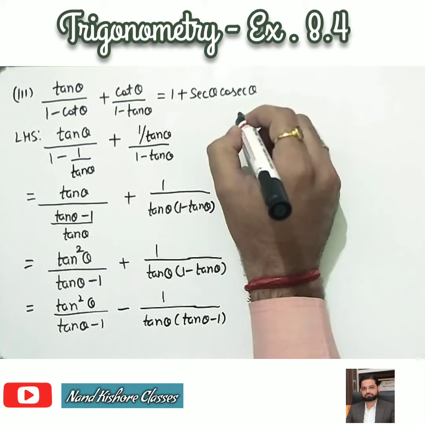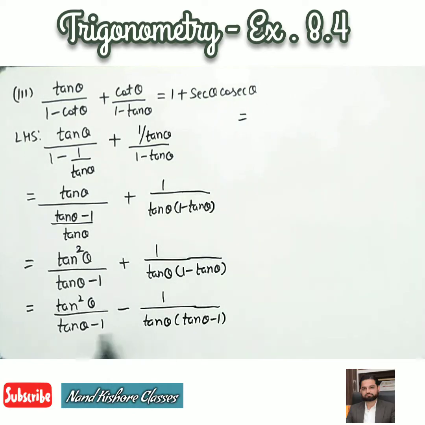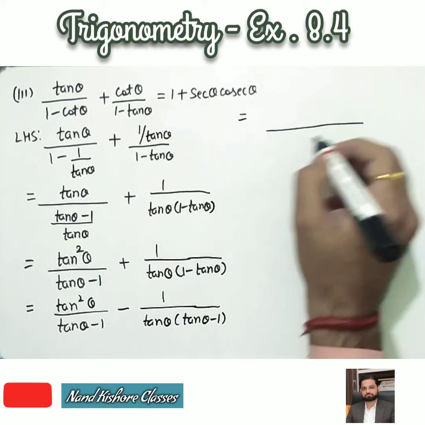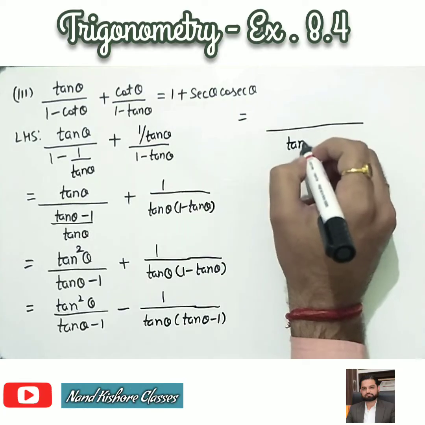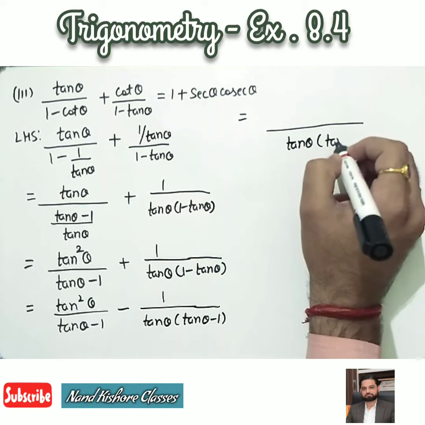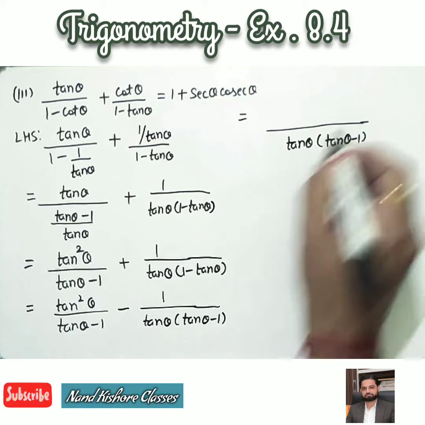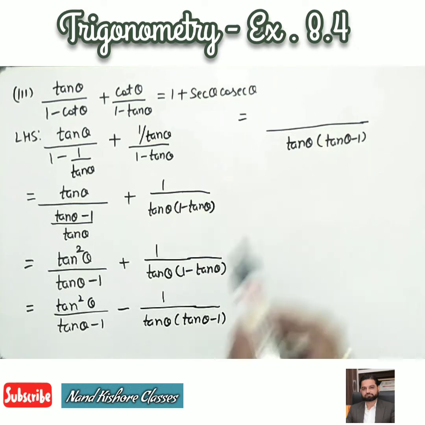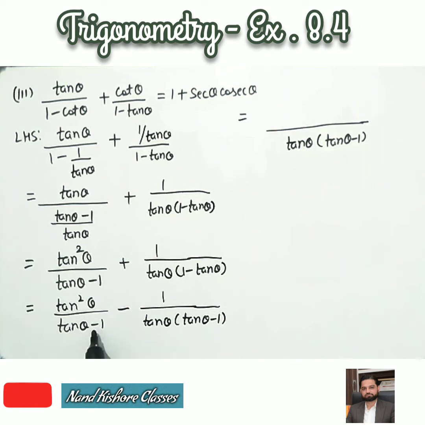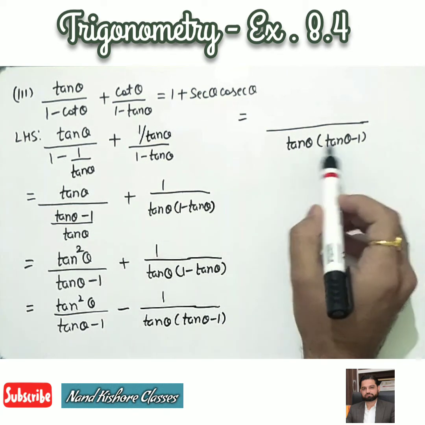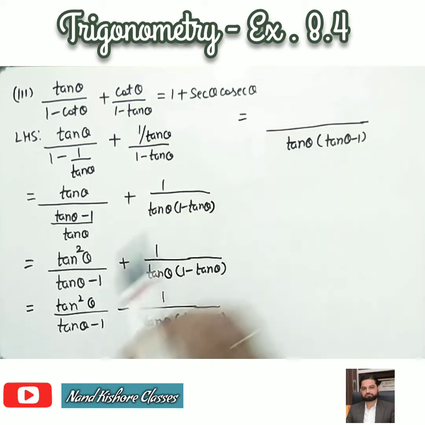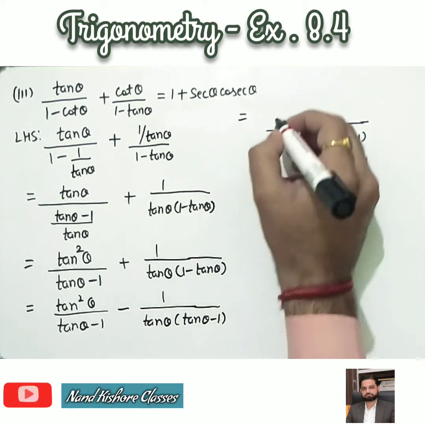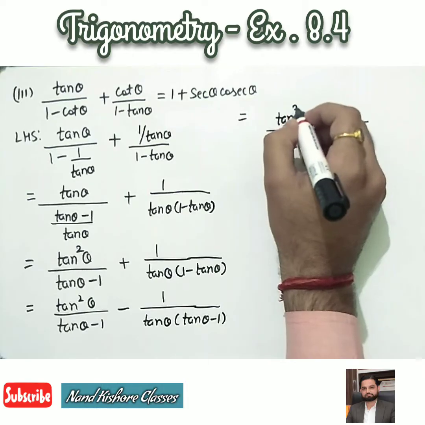Let's move ahead. Now it is very easy to take the LCM. What is the LCM now? Tangent theta into tangent theta minus 1, because this is the biggest term. Tangent theta minus 1 is coming here, it's also coming here, so this is the biggest one, so I'm going to take this as the LCM. Now this is having tangent theta minus 1, whereas my denominator now is having tangent theta as well. So this tangent theta will be multiplied with tangent square theta, and we will get tangent cube theta.